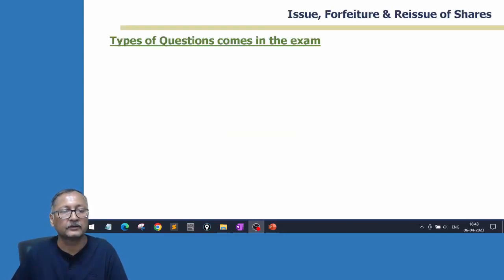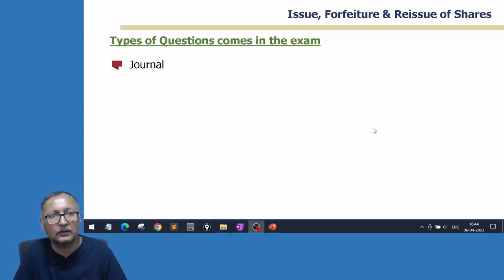Before getting into the discussion, let us understand what type of question comes in the exam. Usually there are two or three types of questions that come in the exam. The first type, which most of the time comes, is a simple journal. They will ask you to write the journal. They will give you a problem, and for the problem, you have to do the journal and give whatever working is required.